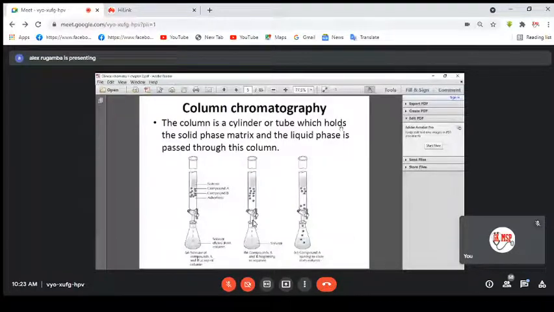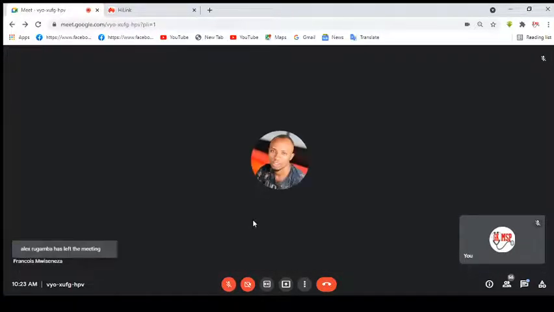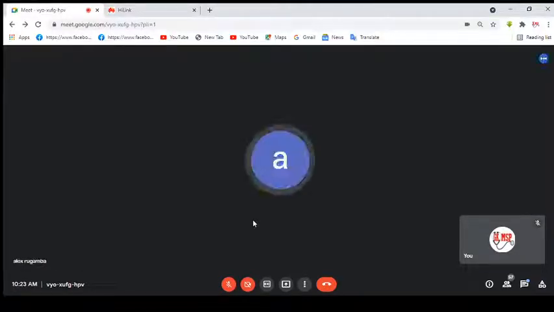Chromatography of the phase matrix and the liquid phase is passed through the column. This one remains there because it has the affinity. And then after a certain period, B will also come and B will also be collected. You understand? So they were separated by time, depending on the affinity for the stationary phase. Understand?